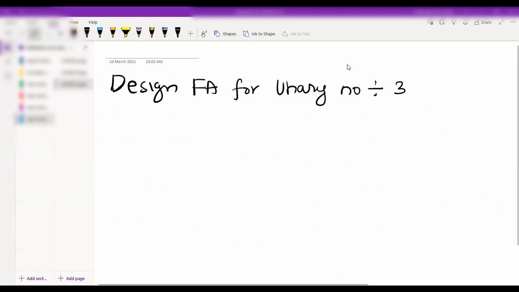The next question is to design finite automata for a unary number divisible by 3. For that, we will first go by the maths method. In the mathematical method, we have to find out whether the number is divisible by 3 or not. For that, we should know the number system.